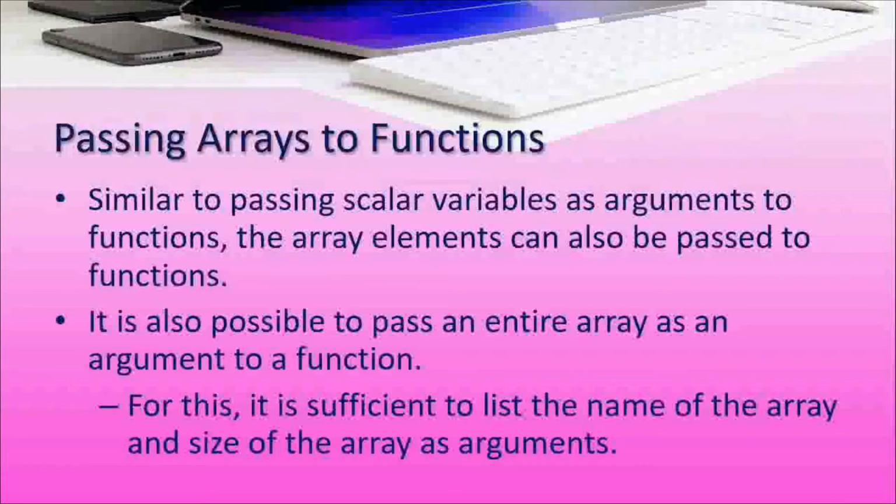But if you want to pass a particular member of an array, say the fifth element, you can directly pass it without any difficulty, as with scalar variables. The array elements can be passed in the same way. But if you want to pass the entire array, then we have to give the name of the array as well as the size of the array as arguments.